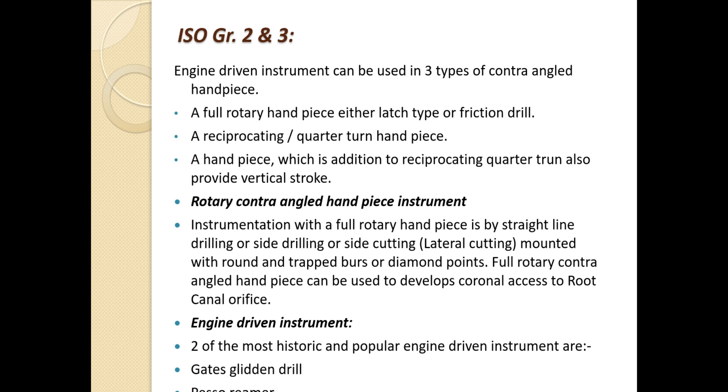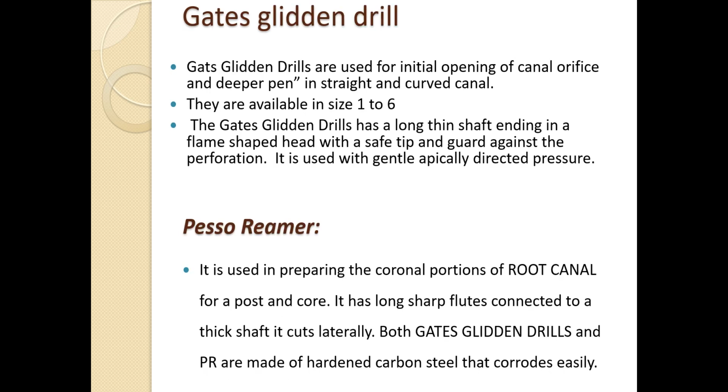Two of the most historic and popular engine-driven instruments are the Gates Glidden drill and the Peeso reamer. Coming to the Gates Glidden drill, Gates Glidden drills are used for initial opening of canal orifices and deeper penetration in straight and curved canals. They are available in sizes 1 to 6.